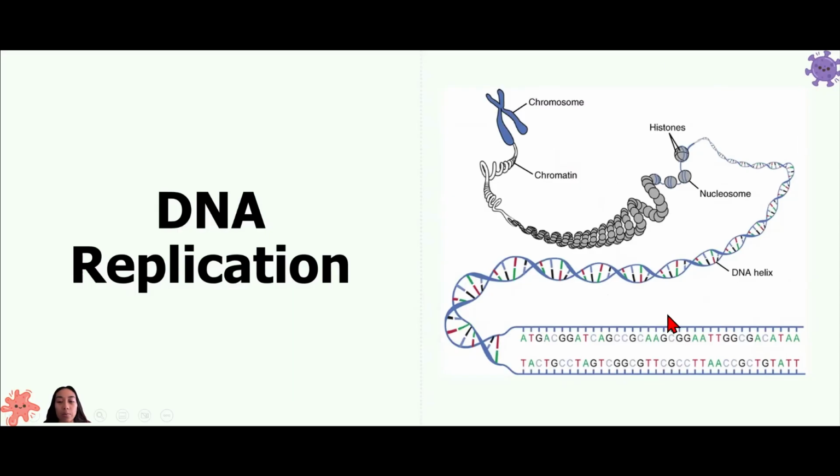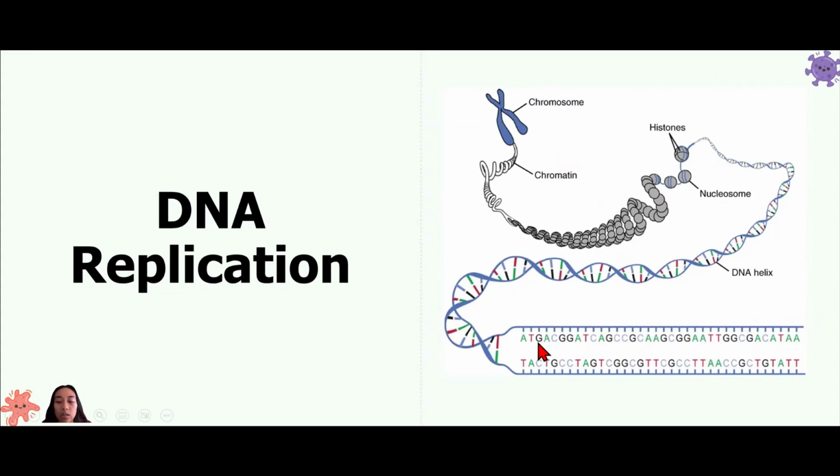So in this diagram, this is just a simple diagram of DNA. Hopefully you remember that DNA is in a helix shape and it has two strands. So it's made up of two strands of nucleotides. And the order of the nucleotides is how the information is stored.